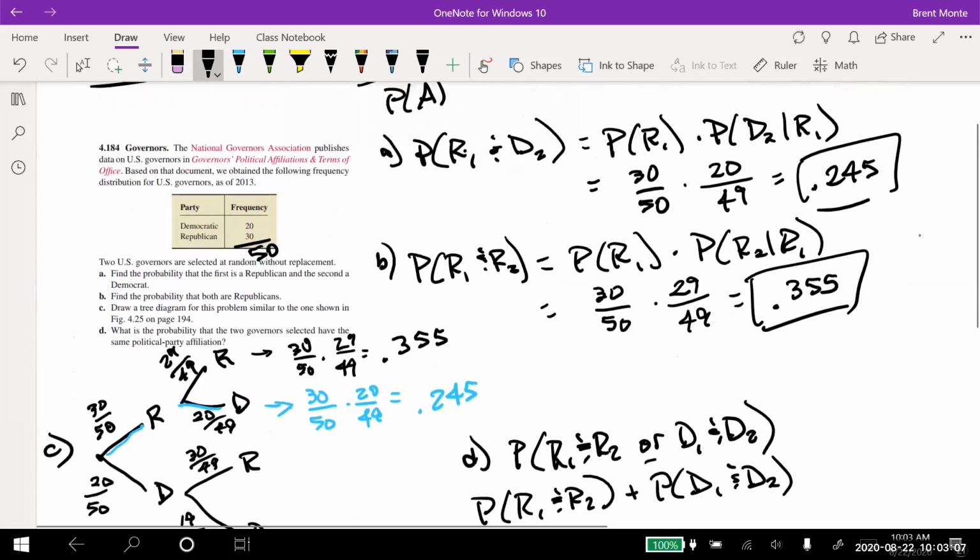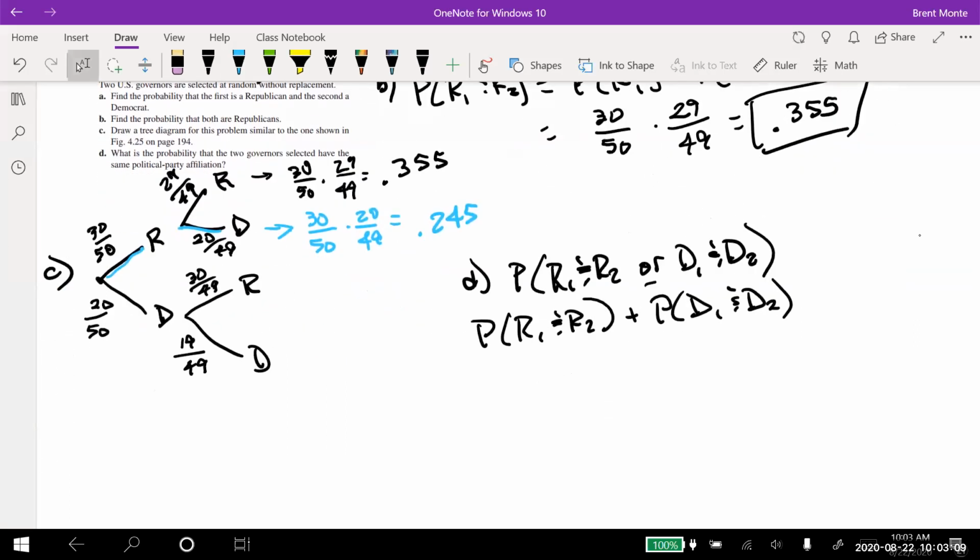And so I can do those. We've got the Republican, that was the 0.355. The Democrat, I guess we'll do that. That's this path right here. We'll go Democrat. And so that one's going to be 20 out of 50 times 19 out of 49. We'll get that, which is 0.155. And so here I'll put 0.155.